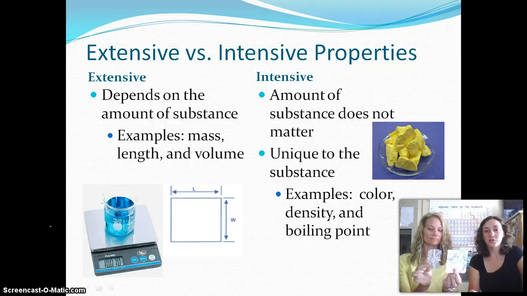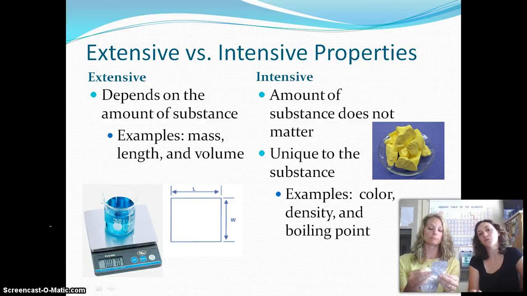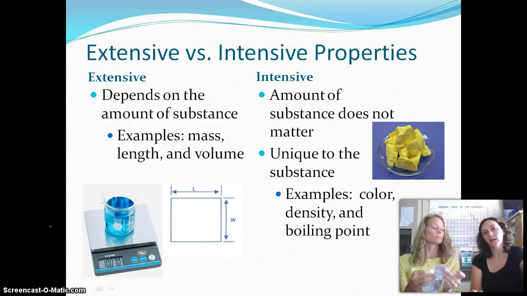You can also measure things like the density. You could try to melt or boil this, and you would come up with the same point for each of them. All of the properties that don't change based on the amount that you have, those are the intensive properties.